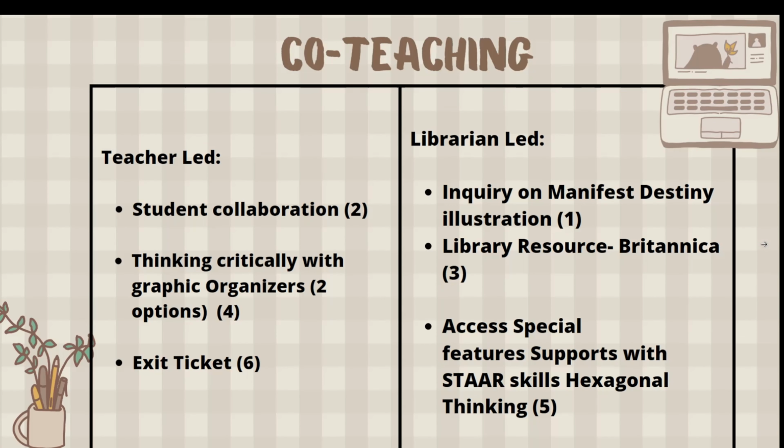While we were co-teaching, this is how we set it up. I first led the inquiry on Manifest Destiny. She then supported student collaboration, where they spoke about what their inquiry looked like. I led them through Britannica, which was a library resource. She led them through thinking critically with the graphic organizers, and we gave them two options. I then took over again, and I gave them the supports with hexagonal thinking, and lastly, she took the exit ticket.